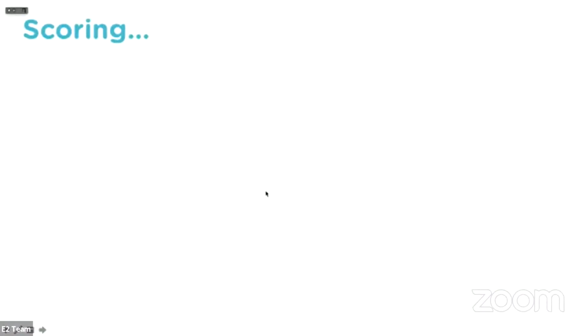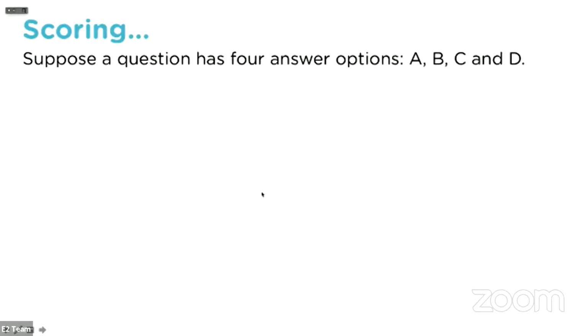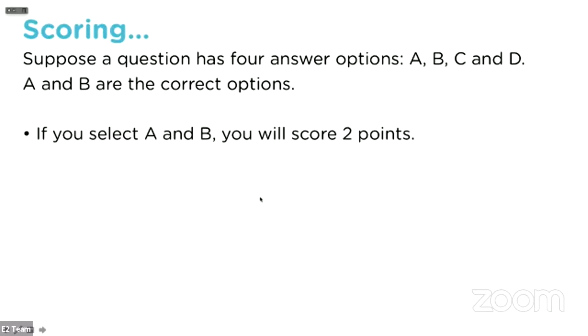Let's think about scoring, because we need to understand how this task is scored so that we can maximize our overall scores on test day. First of all, suppose a question has 4 answer options. So it's got 4 answer options, A, B, C, and D. Let's suppose that A and B are correct. So C and D are wrong. If you select A and B, you'll get 2 points, or you'll get 100%.